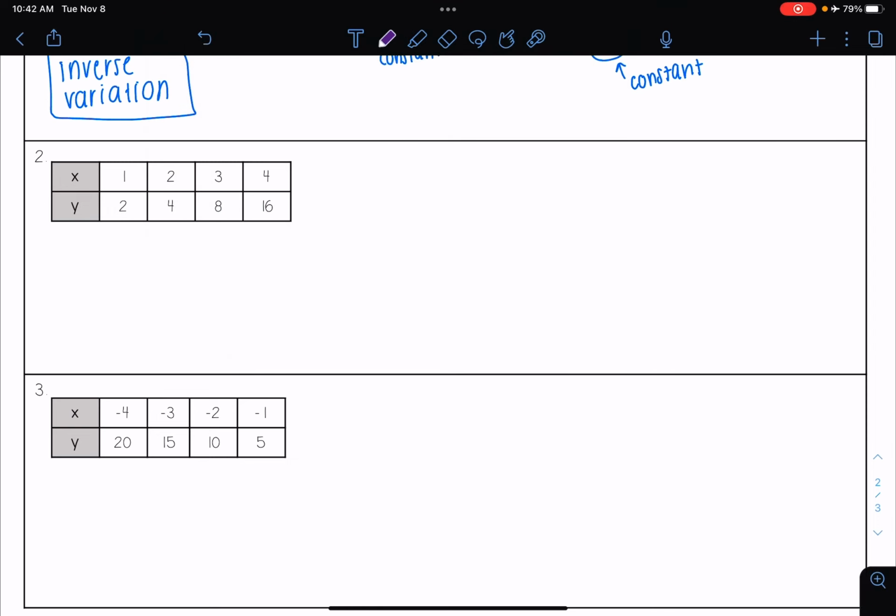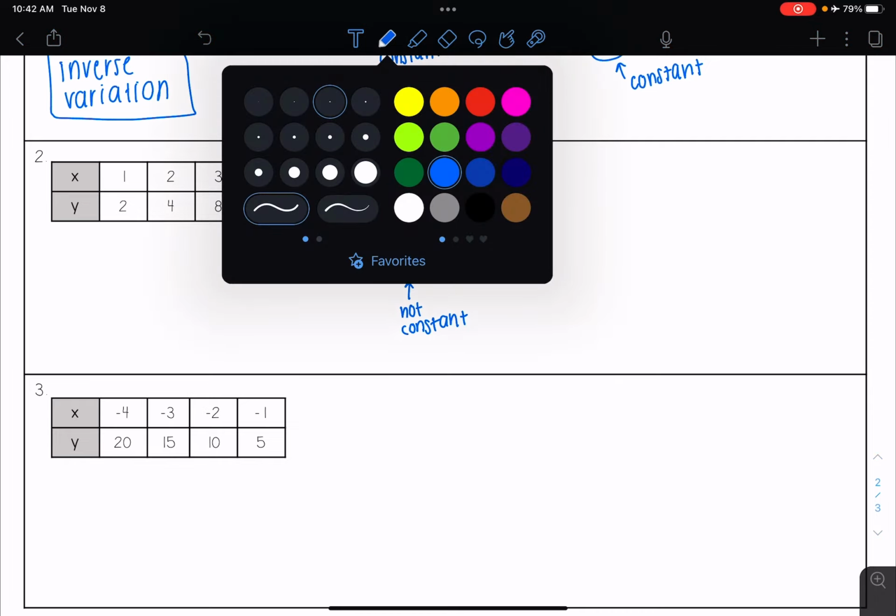First I'm going to try y over x to see if it is direct variation. For that first pair, I have 2 over 1, which equals 2. My next data pair, I have 4 divided by 2, which also gets me 2, so I'm off to a good start. My next one, I have 8 over 3, which I can't simplify, so it's just 8/3. So I started off with the same number, but my third point ended up with 8/3, so this is not constant. So this is not direct variation.